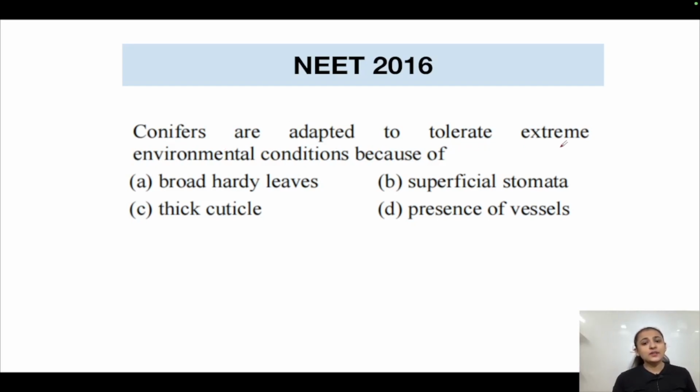Conifers are adapted to tolerate extreme environmental conditions because of, see related question on adaptations of leaves. That means it is an important topic. Please study this topic thoroughly. In fact, you should study all the topics thoroughly only. So option number A saying broad hardy leaves. So this option is incorrect. Needle like leaves होती हैं, broad leaves नहीं होती हैं. Superficial stomata, no. Sunken stomata होते हैं. Thick cuticle, yes, this is correct. Presence of vessels, no. शुरू में ही बता दिया था कि gymnosperms are also known as softwoods because they lack vessels. So conifers are adapted to tolerate extreme environmental conditions because of their thick cuticle.